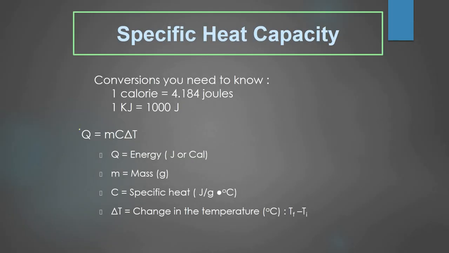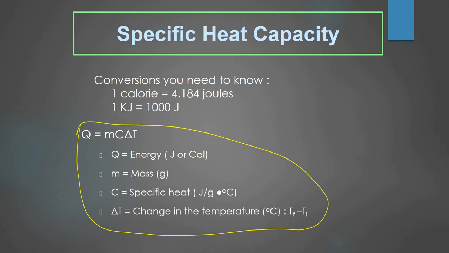All right, so here is our equation. I wrote it on the first slide, but Q equals mcΔT. Q is going to stand for energy. We're either going to use joules or calories, but most of the time we're going to be using joules. M stands for mass, which we're going to measure in grams. Specific heat, these are going to be given to you. The units are joules over grams times degrees Celsius.